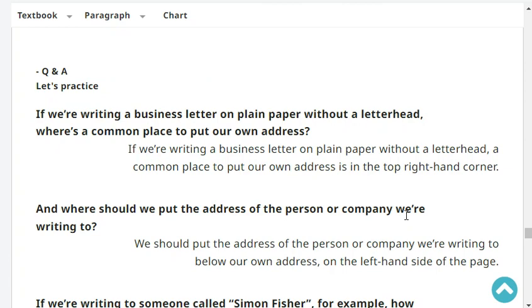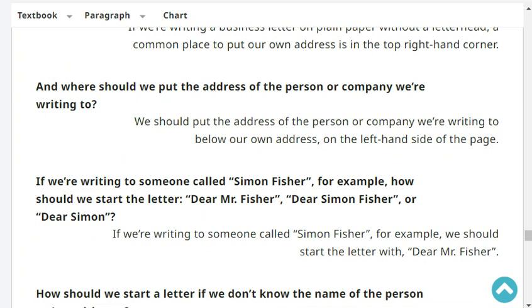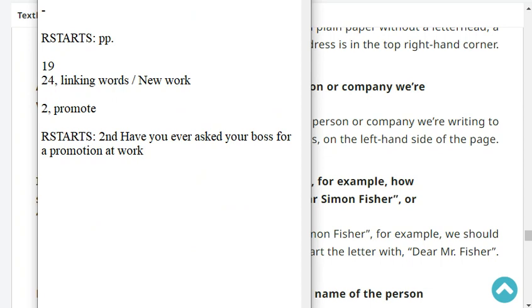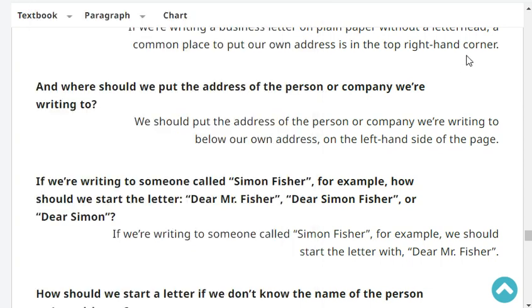And where should we put the address of the person or company we're writing to? We should put the address of the person or company we're writing to below our own address, on the left hand side of the page.